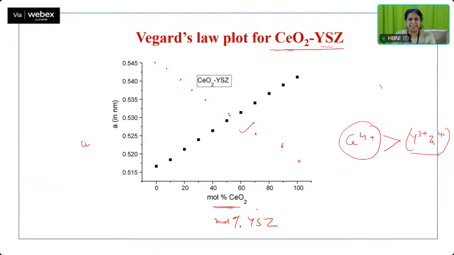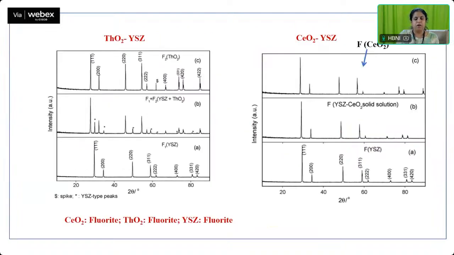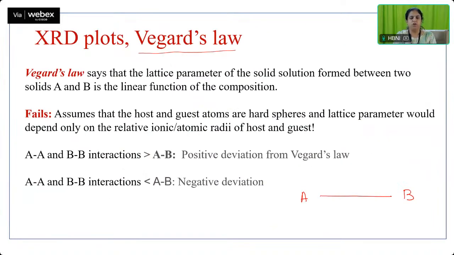So what it essentially says here is Vegard's law. Vegard's law says that the lattice parameter of the solid solution formed between two solids A and B is a linear function of the composition. That is, you would observe a linear plot, okay? But having said that, this is an oversimplification. Many a time Vegard's law fails.